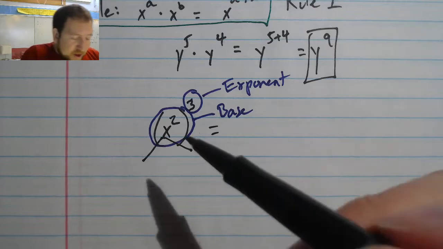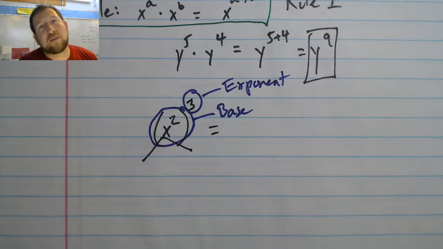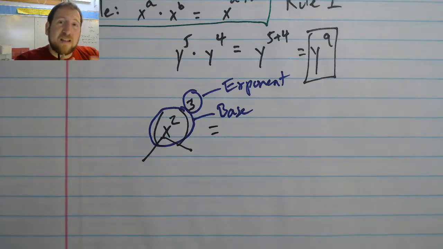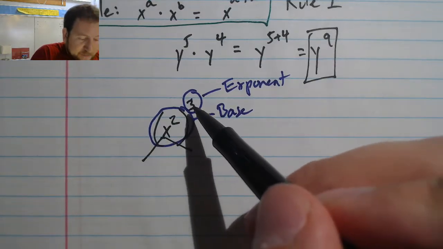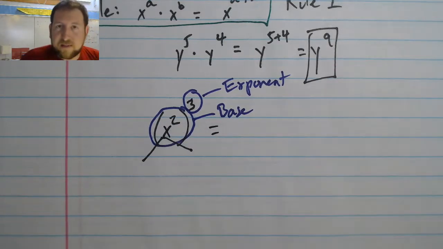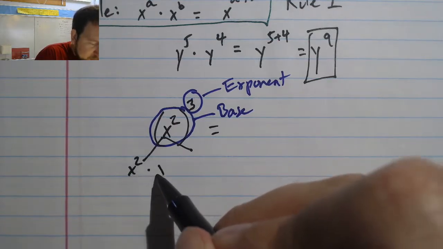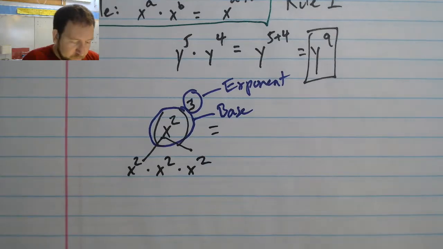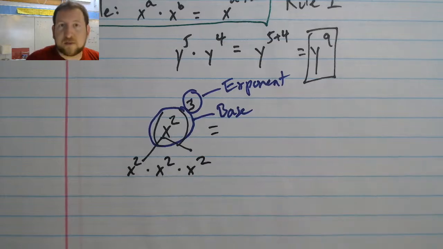Seems a little weird that an exponent can be inside of a base, but it does work out to be this way because we have the parentheses, and the parentheses don't care what's inside of them. All the inside is just multiplied by that outside exponent. So that means that I have x squared times itself 3 times. So I can write this as x squared times x squared times x squared, because I'm multiplying x squared 3 times by itself.